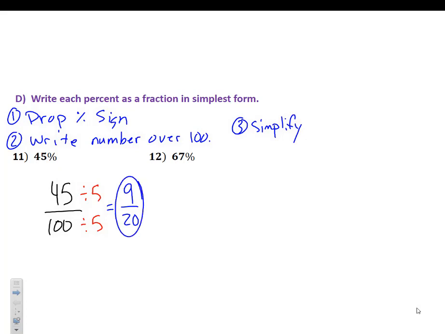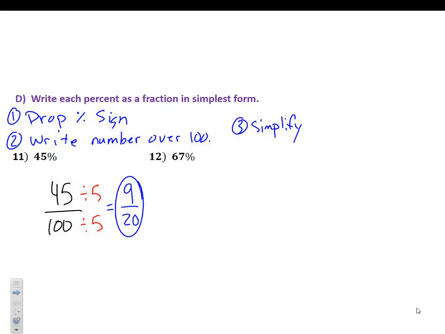So 9/20 is the fraction that, if we turn that into a decimal and then turn that into a percent, we would get 45%. Or if we multiplied that denominator by a compatible number, which would be 5, to get 100, of course, we would have 45%.